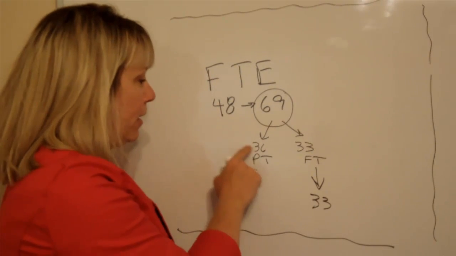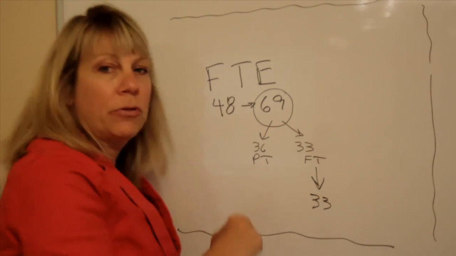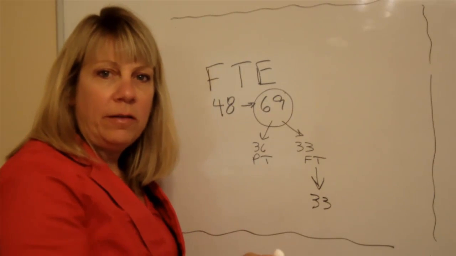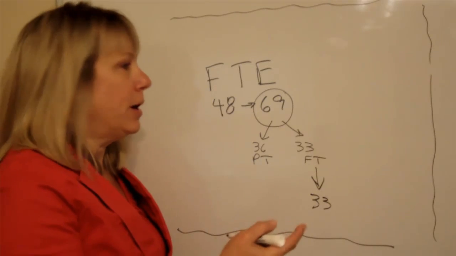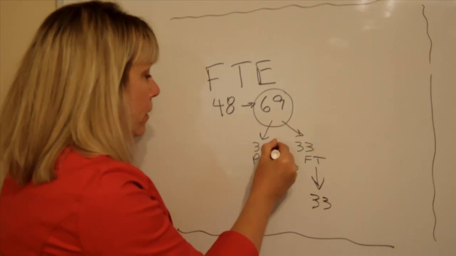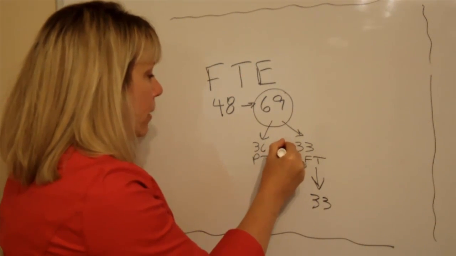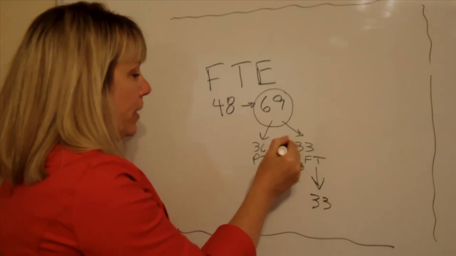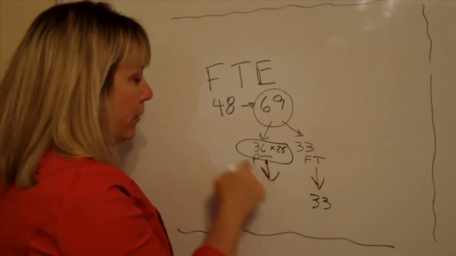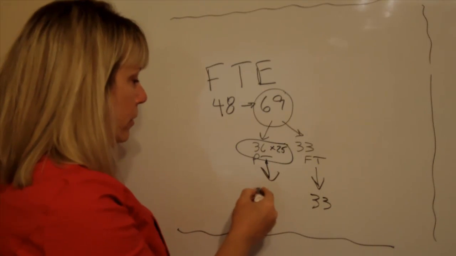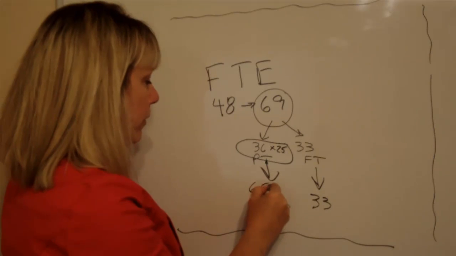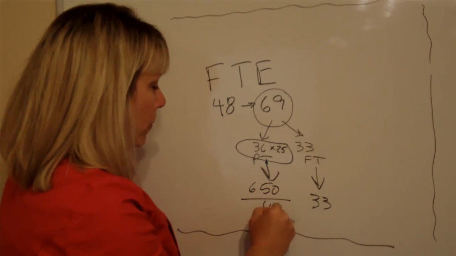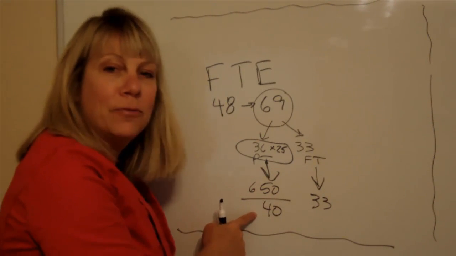So let's say that they're all pretty much coming 3 days a week, which is, let's say, an average of 25 hours a week, right? So you want to multiply 36 times 25 to get to however many hours that is. Let's say it's 650 hours, not doing the math. And then you want to divide it by 40. So your full-time equivalent is 40.